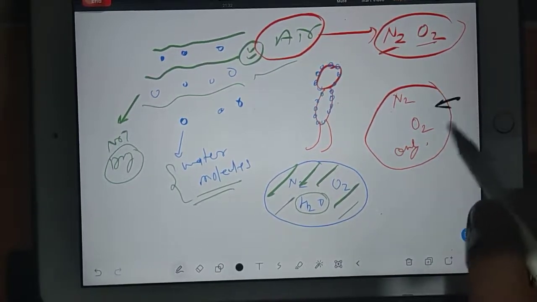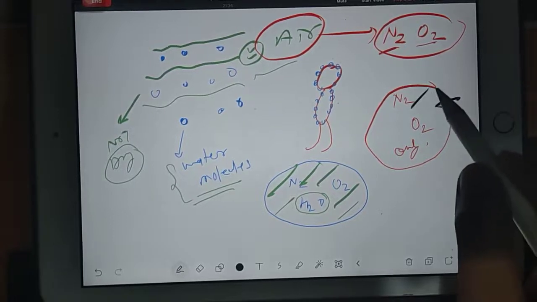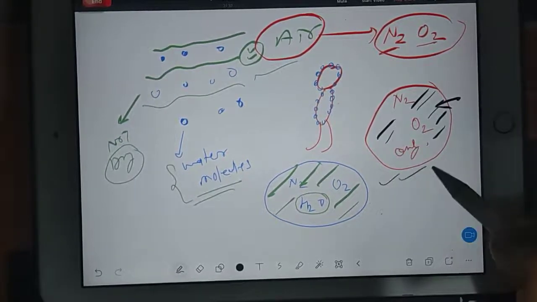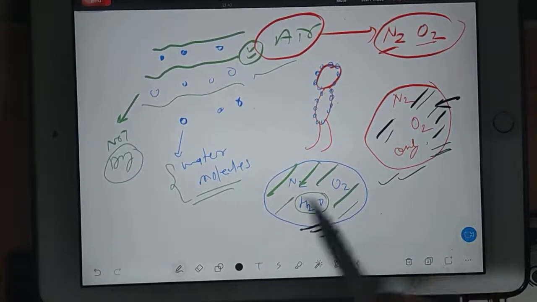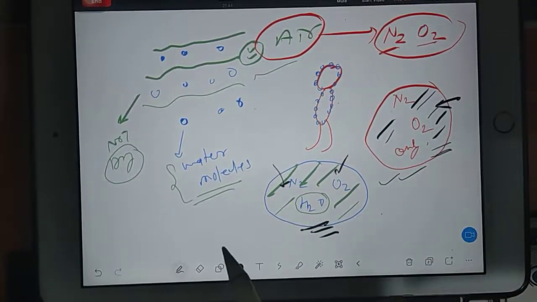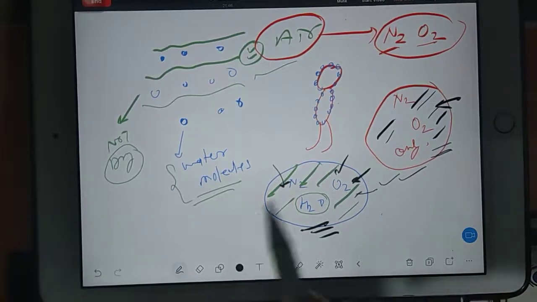But here you don't have atmosphere, H2O, so you will say dry atmosphere. So this atmosphere is dry atmosphere, but this atmosphere is humid atmosphere. Now, how will it affect? How will it affect?